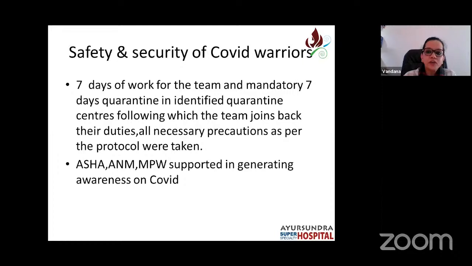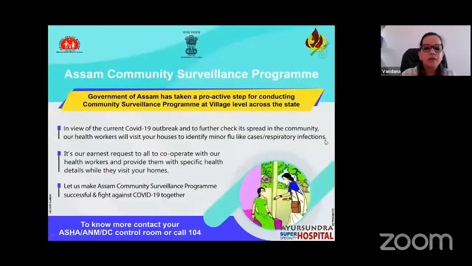The safety and security of the COVID warriors were looked into, so there were a mandatory 7 days of working followed by a mandatory 7 days of quarantine in identified quarantine centers, following which the team would join back to work, maintaining all necessary protocols. Active support from the frontline workers was also taken, basically to generate awareness on COVID-19 and to reach out to every household in the state in search of potential cases.